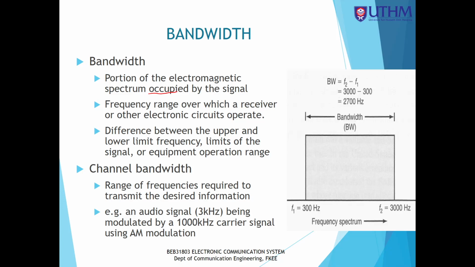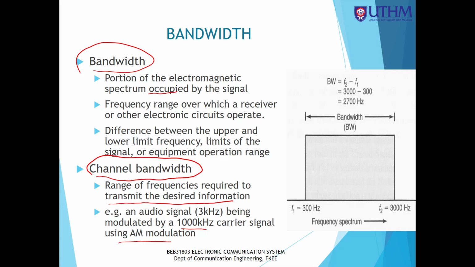Channel bandwidth is the range of frequencies required to transmit the desired information. Even the channel, the medium, has a certain bandwidth of frequencies that it can accept. For example, an audio signal being modulated by a 1000 kilohertz carrier signal using AM modulation. So what is bandwidth actually? Bandwidth is the range of frequencies from the lower frequency to the higher frequency. These ranges of frequencies are used by the signal that we transmit from the transmitter to the receiver.